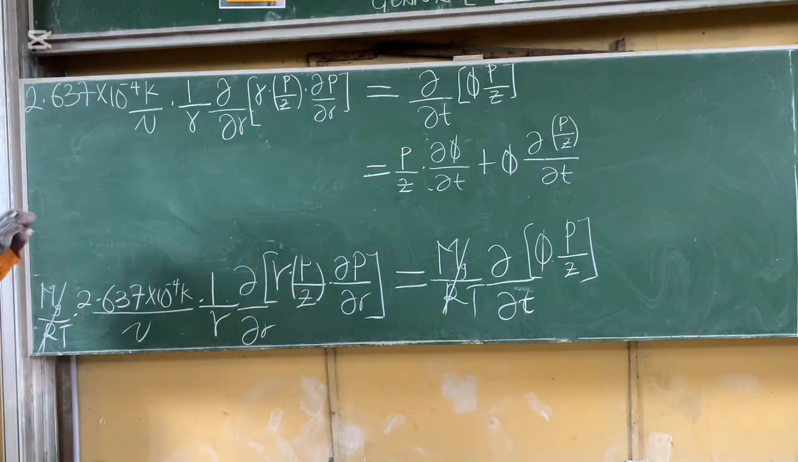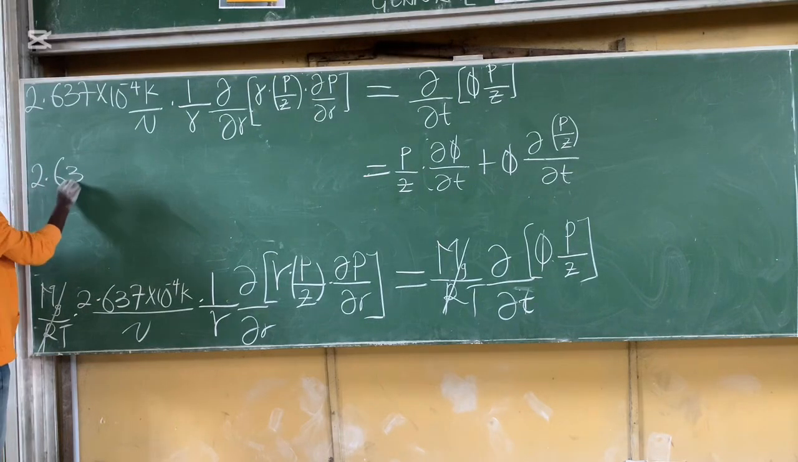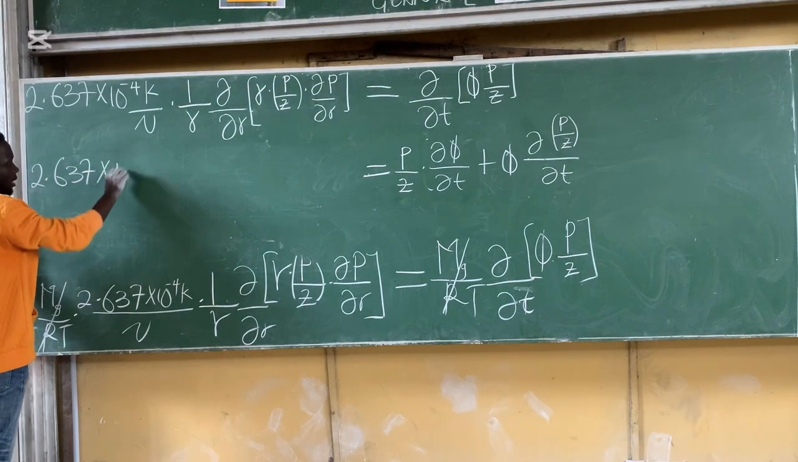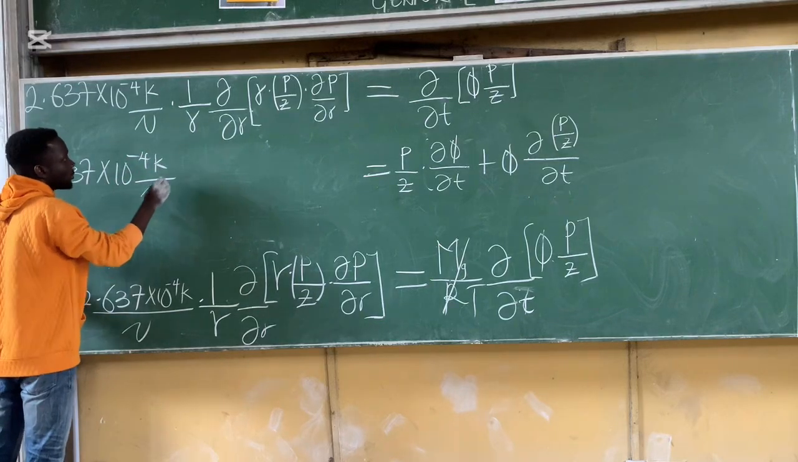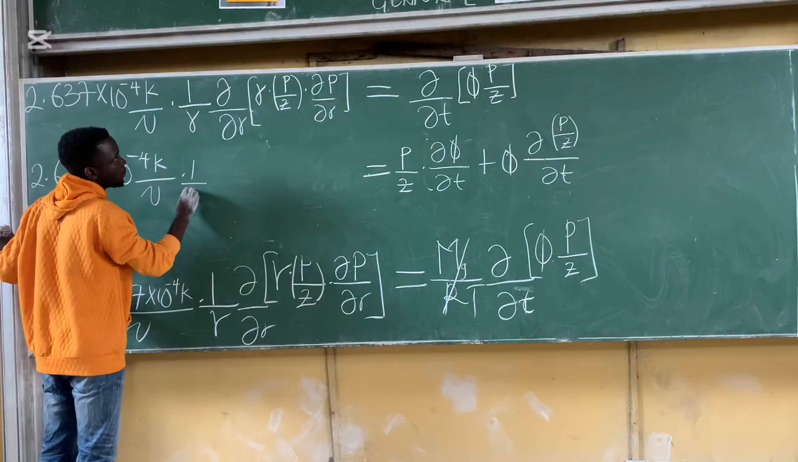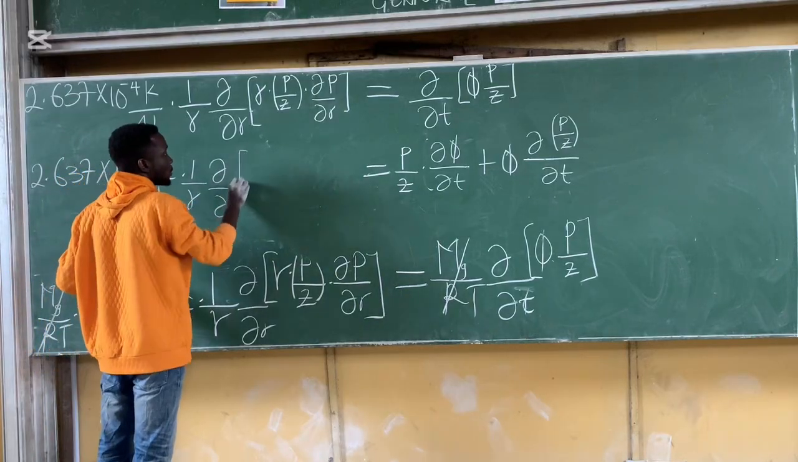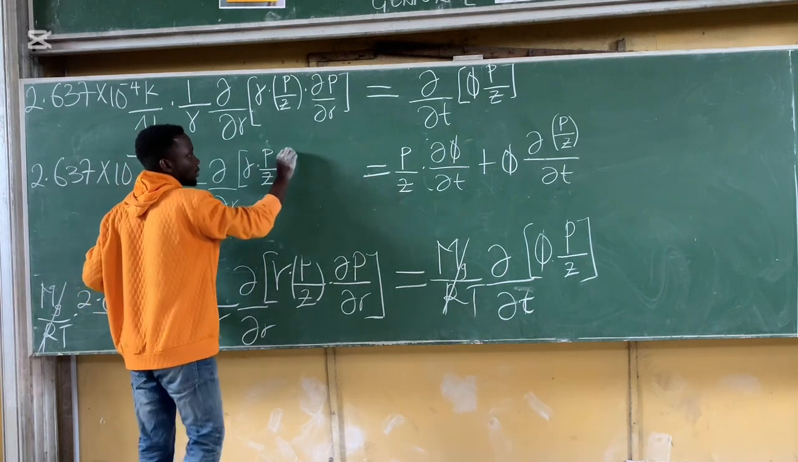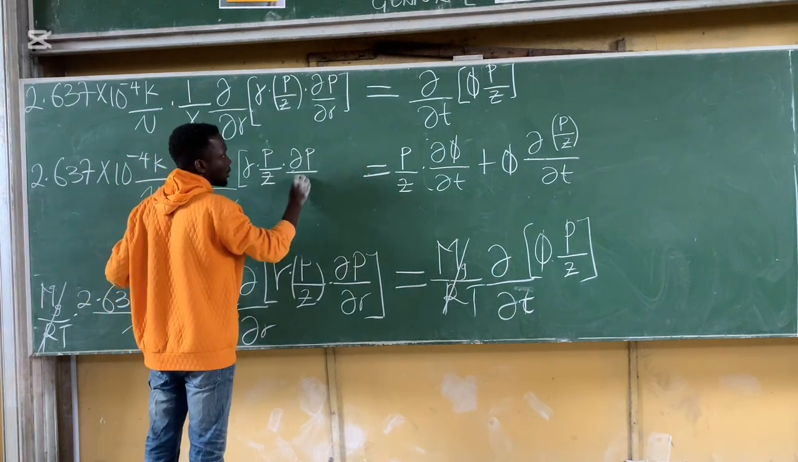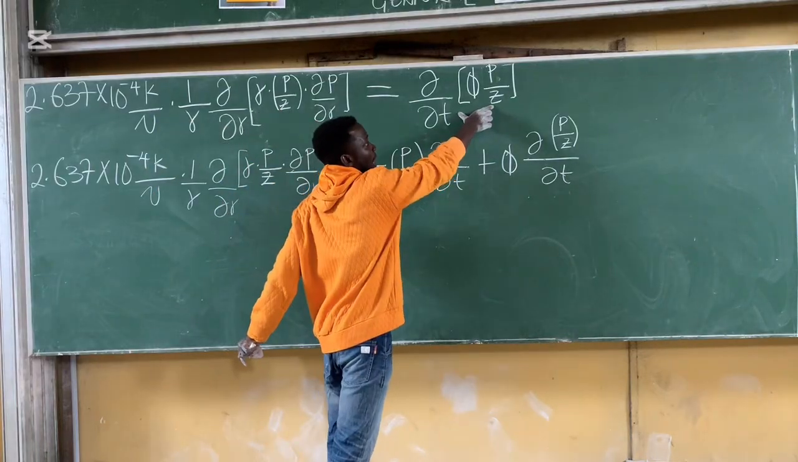Remember that the left hand side is still the same, which is 2.637 times 10 raised to the power of minus 4 k all over mu times 1 all over arrow d the arrow of arrow p over z dp the arrow.